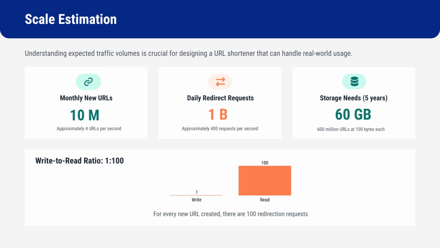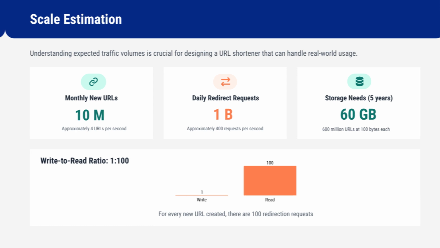Next, let's do a quick scale check. This tells us how big the system needs to be. Suppose we shorten about 4 URLs per second. That's around 600 million URLs over 5 years, only about 60 gigabytes of raw data. Totally manageable. But here's the kicker. Each short link might be clicked 100 times or more, meaning our read-to-write ratio is roughly 1 to 100.